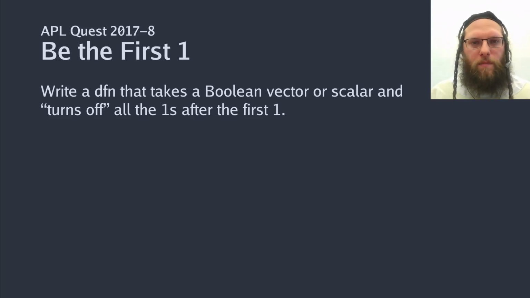Hi. The problem of taking a Boolean vector and leaving only the very first true while all subsequent trues become false is conceptually really simple. And the APL solution to this is also extremely short. The challenge is really to understand how this works.